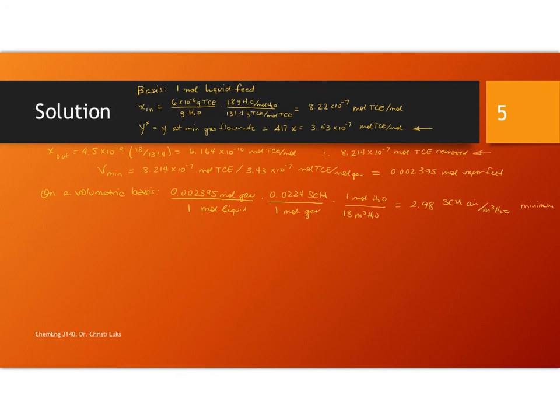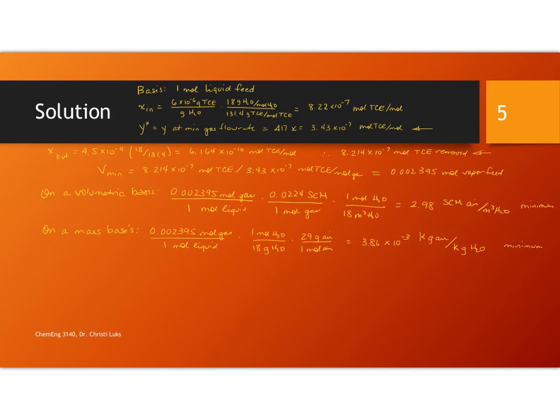Now I can also do this on a mass basis. We can take that same starting ratio, and using 18 grams of water per mole of water, 29 grams of air per mole of air, I get 3.86 times 10 to the minus 3 grams of air per gram of water at the minimum, or probably more normally we would say kilograms of air per kilogram of water.